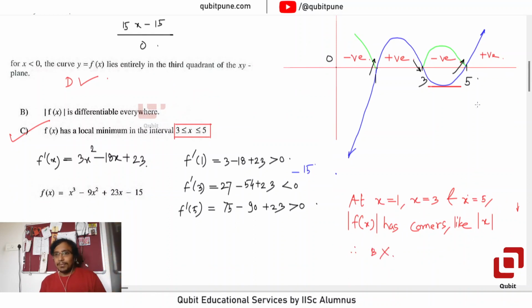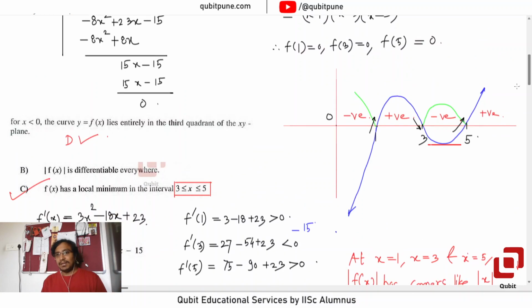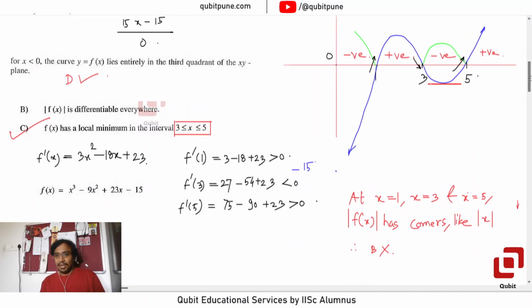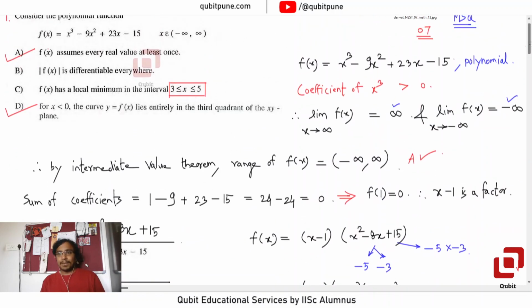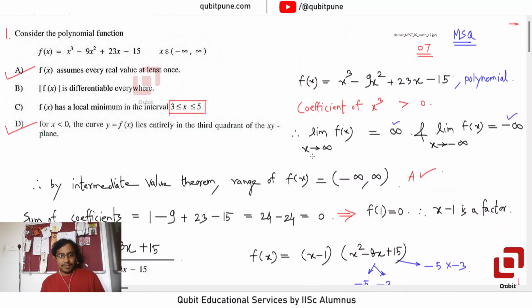Have you understood our argument, what we have said there? At how many points is our function not differentiable? At 3 points. At x equal to 1 it is not differentiable, at x equal to 3 also it is not differentiable, and at x equal to 5 also it is not differentiable. Is it clear? Yes? Got it? Now let us verify this graphically.